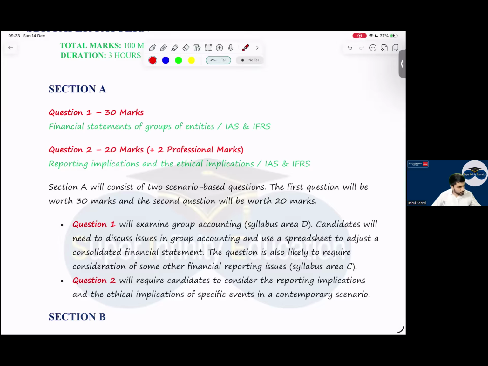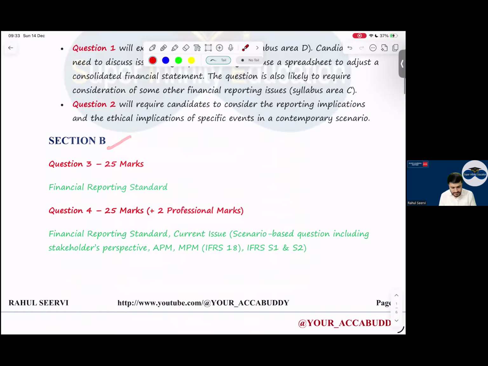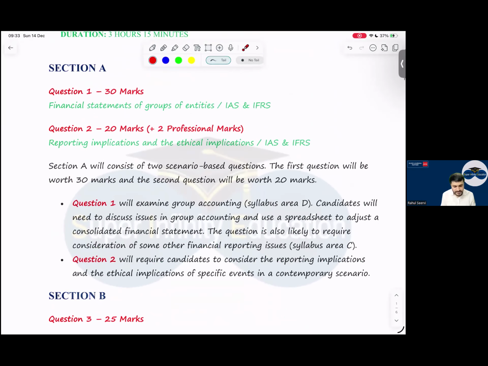Now, when coming to Section A, 2 questions will be coming: Question 1 and Question 2. Section B also has 2 questions, 1 and 2. So the total questions that will be tested in your SBR are 4: 1, 2, 3, 4. Simple. 4 questions will come, and nothing other than that will come. Simple. Yes, sir. Now, today only I can say your question 1 will be for 30 marks.